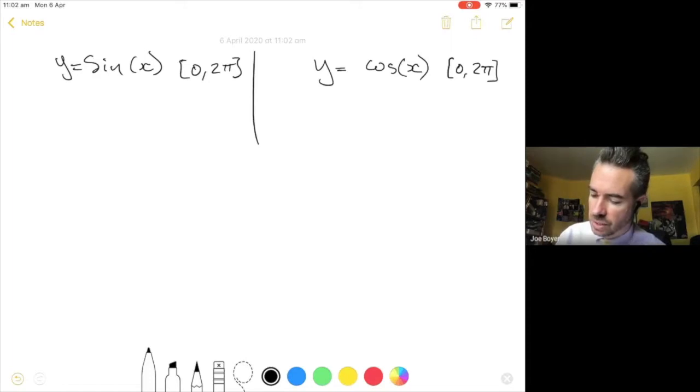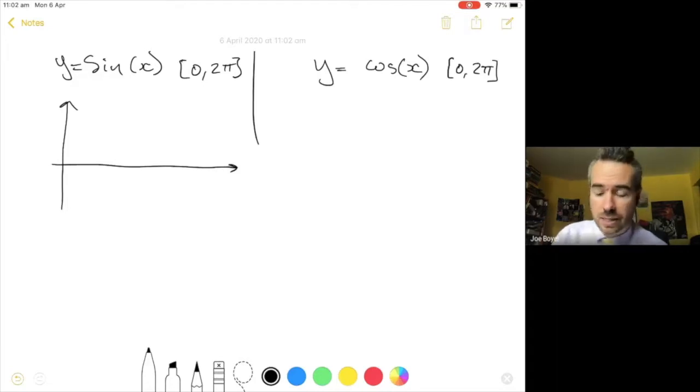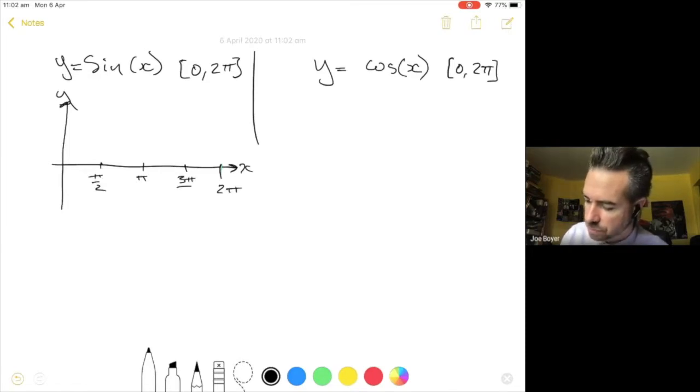If we're sketching this from 0 to 2 pi, I would usually draw my x and y axes. I make a nice long x-axis when I'm doing trig functions. I am going from 0 to 2 pi, so I'll label my 2 pi there and then just estimate roughly that's about halfway there. So I'll call that pi. That's about halfway there, so I'll call that pi on 2. That's about halfway there, so I'll call that 3 pi on 2.